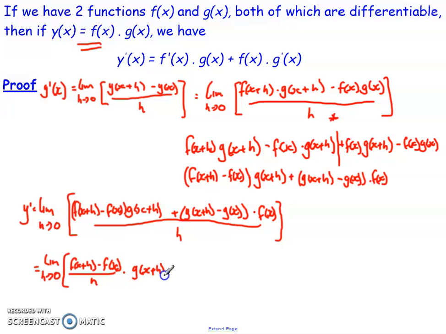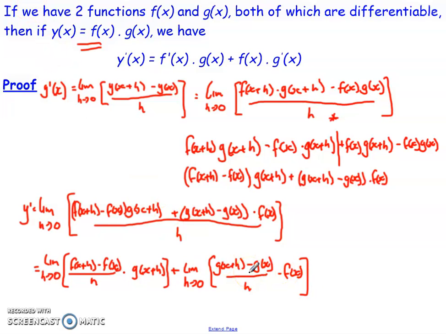Just a slightly different format. Again, it will become apparent why in a moment. I'm then going to have plus the second part all on its own again as well. So let me cut off that first part there, plus the limit as h tends towards 0 of that second part, g of x plus h minus g of x, all over h, this time times the f of x. So I've split it off into two separate fractions, all on their own.